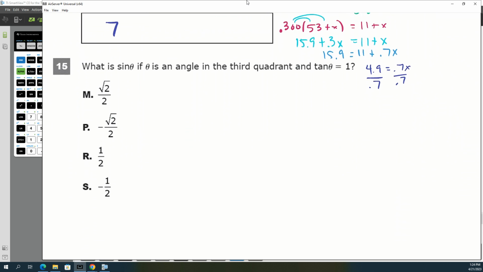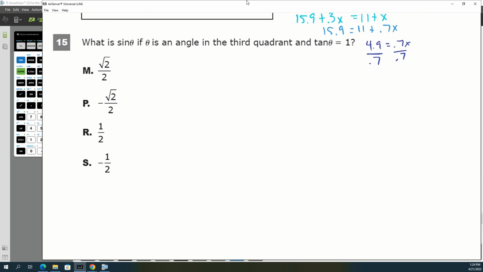Okay, number 15, I haven't taught you how to do it, and I'm sorry. If they put this one on there, we would need a lot of days to learn a lot of different things to get this question right. The answer to this is P.